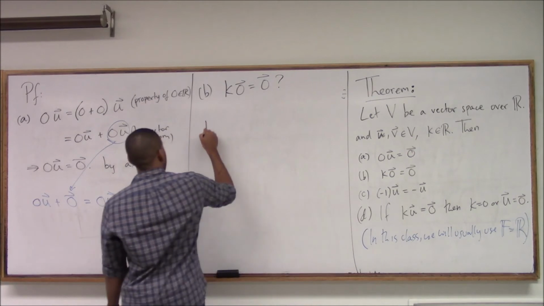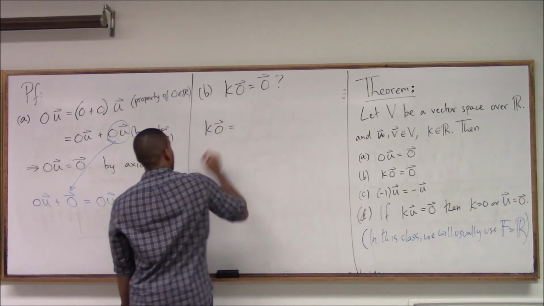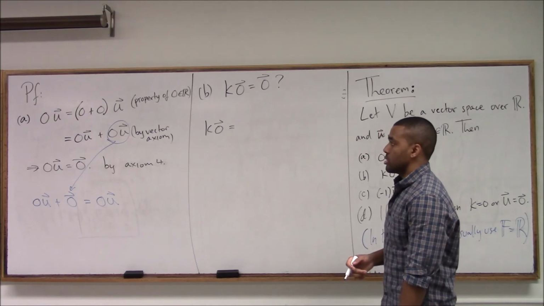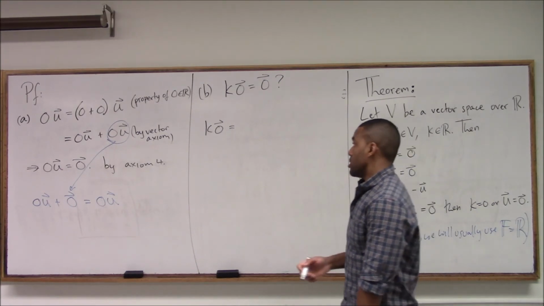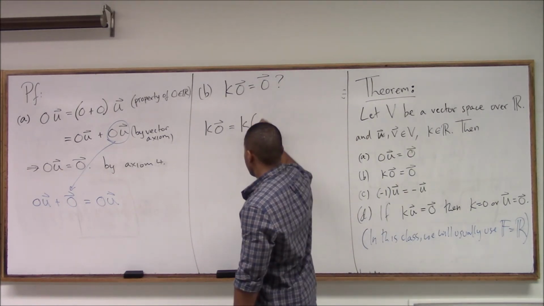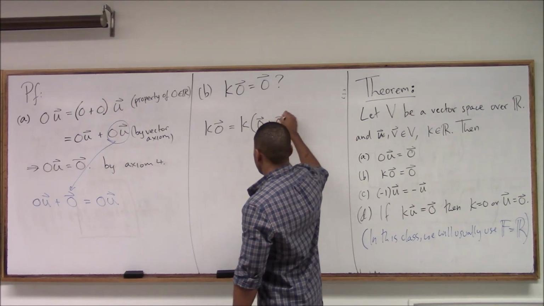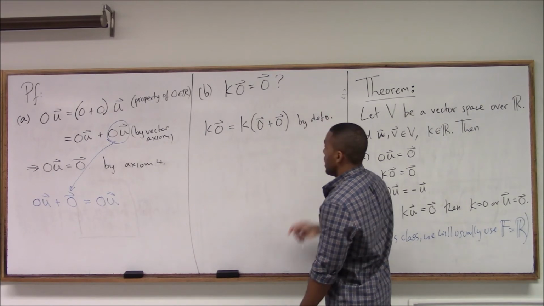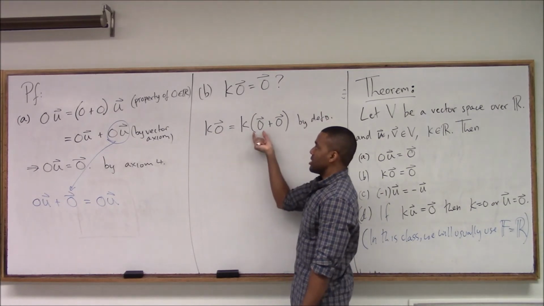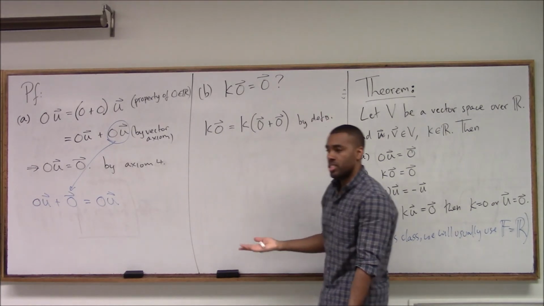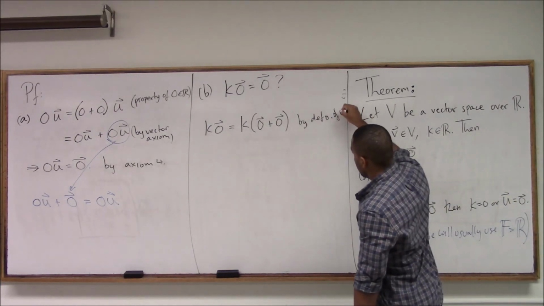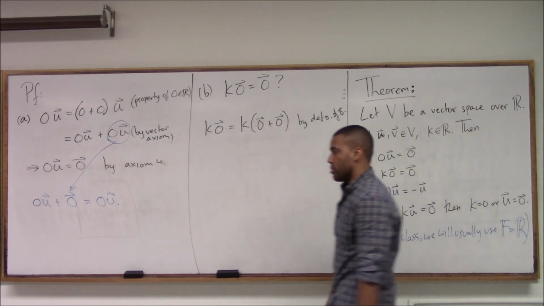So I'll start with one side, k times 0. Wouldn't it be like k times 0 plus 0? I think that would be the nicer way to do it. K times 0 plus 0. This happens by definition of 0. I can write any vector as itself plus the 0 vector because it just gives me that vector. So that's true by the definition of 0.